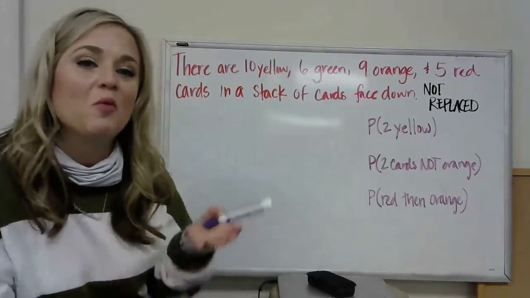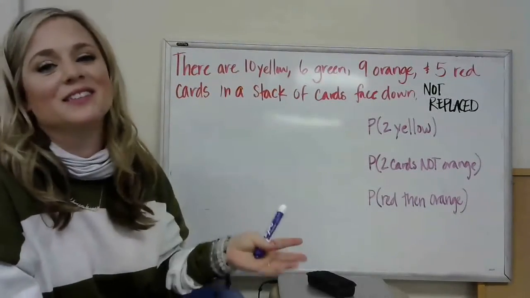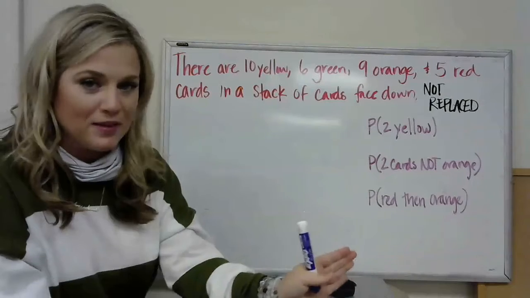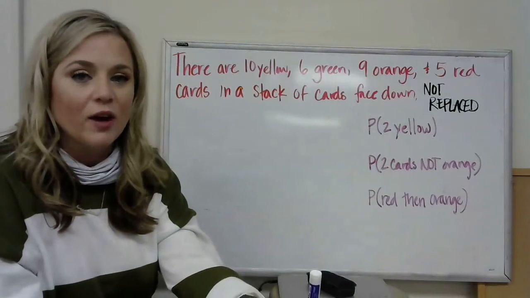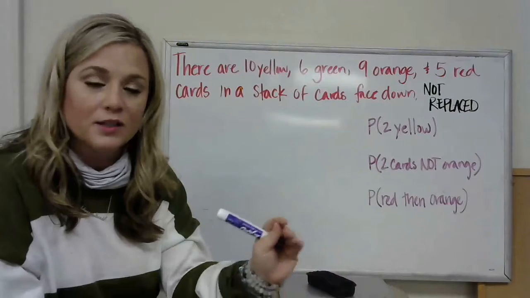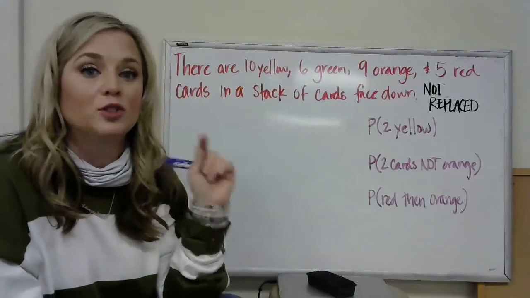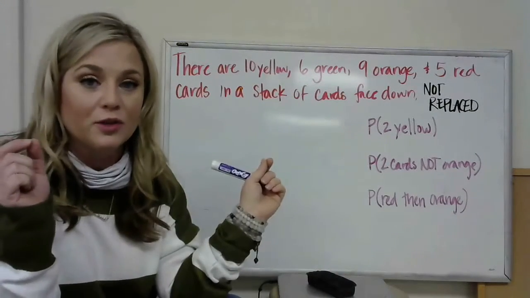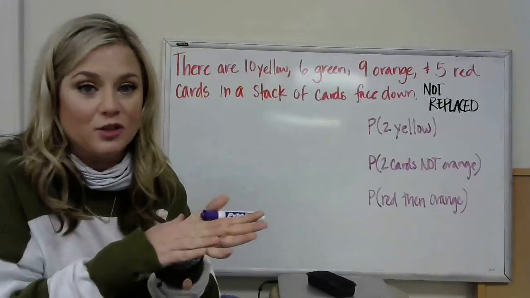Okay, so next up, we have some dependent events. The first event is dependent on what happens on the second event. Okay, so this is going to involve reducing or simplifying fractions, so you need to be able to do that, and you need to be able to cross-reduce. All right, this is going to make your life so much easier.